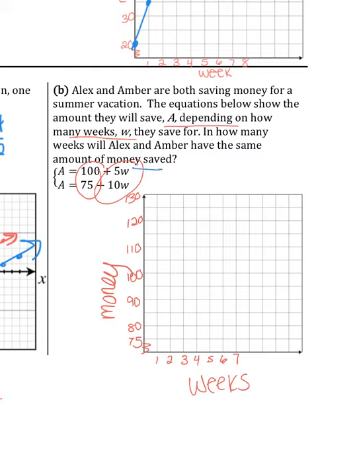So I'll go ahead and graph the first equation in blue. So I start at 100. I'm going up 5 and over 1. And then the second equation I'll do in green. So I start at 75 all the way down here. And I'm going up 10 or up 2 over 1. And I find that they share this point right there. So that's the point. Let me arrow down here. That's the point 5. So 5 weeks. So in 5 weeks, they will both have $125.